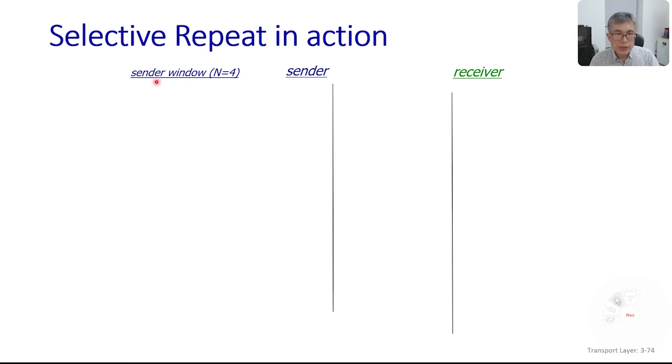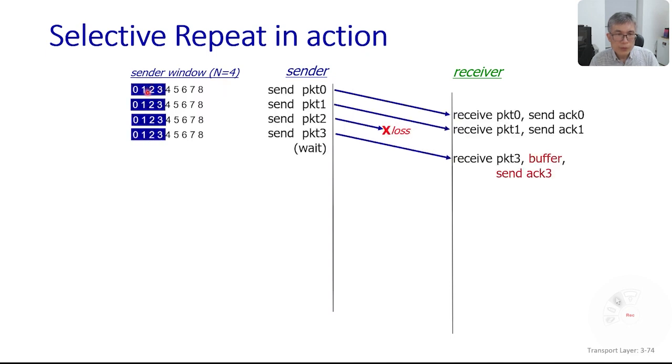The sender window size N is equal to 4. So 4 packets are transmitted one by one, packet 0 through packet 3. And packet 2 is lost, okay, packet lost. And then 0, 1, 3 are received, and then buffered. This is acknowledged, but 2 is missed, packet 3 is buffered, send acknowledge 3.